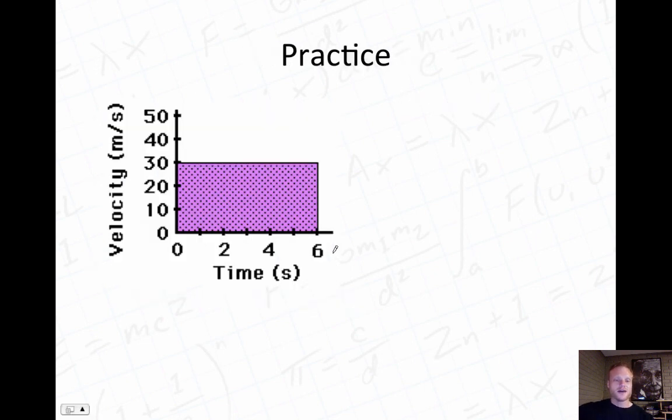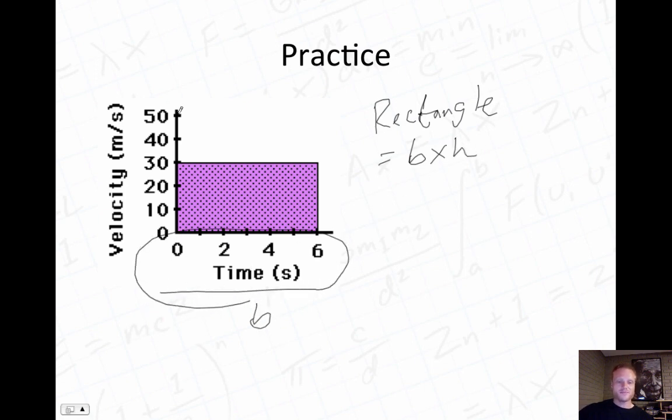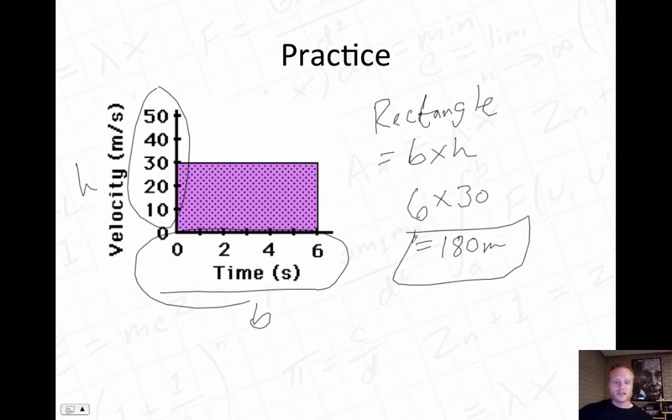Let's do the easier of the three. Here's a rectangle, hopefully you'll agree with me on that. Remember the formula for a rectangle is base times height. Here is my base, right down here, that's my B. And over here, this is my H, my height. So what is my base? It looks like it's 6, it starts at 0 and goes to 6. So I have 6 times, and what is my height? It starts at 0 and goes to 30. So what is 6 times 30? I believe that is 180, and the units would be meters, because velocity is measured in meters per second.